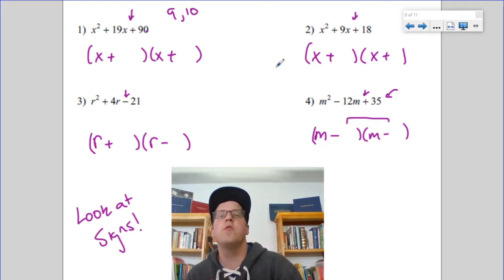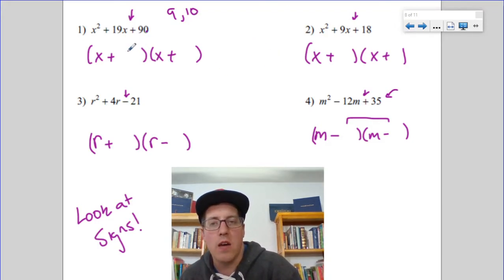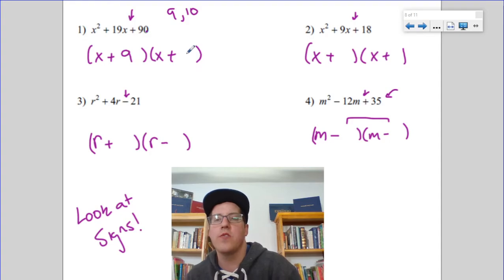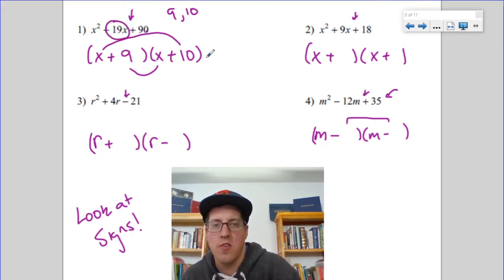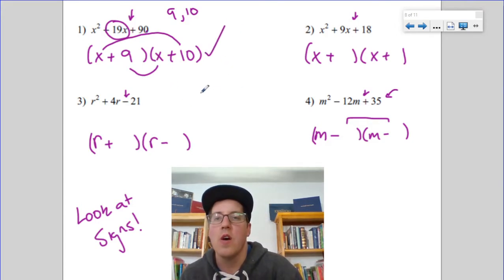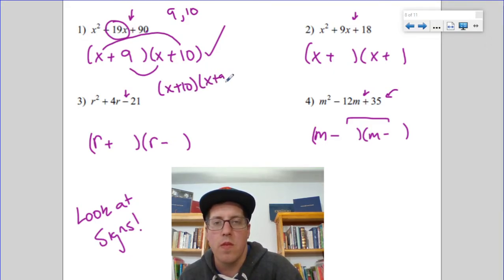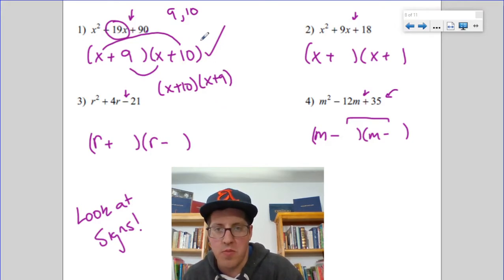So when you're able to do that, then you do a little bit of a check. This is all guess and check and intuition and getting better and practicing. So if I plug in like this, my inners and my outers, 10x and 9x, would add up to make 19x. That tells me that this is right. Final answer. Last time I'm going to say it today, remember that these two answers are the same. Doesn't matter if you say x plus 9 and x plus 10, or x plus 10 and x plus 9.